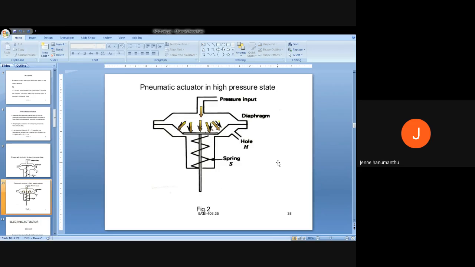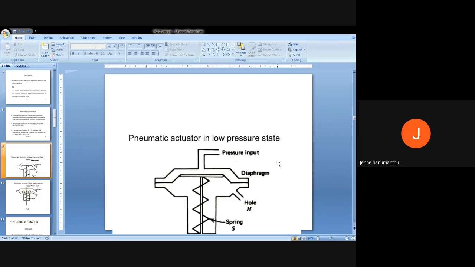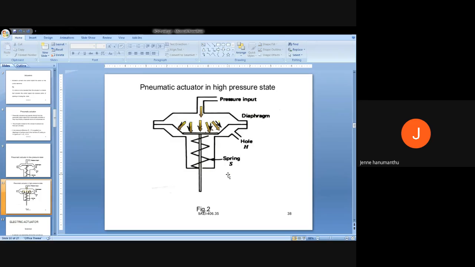That is low pressure. In high pressure, the shape of the diaphragm is reversed. In the diagram, in low pressure, the diaphragm position is like this. But if you apply high pressure as input to the actuator, the position of the diaphragm is modified. This is the position of the diaphragm. Anyway, you can convert air pressure into mechanical force through this diaphragm. This is about the pneumatic actuator.